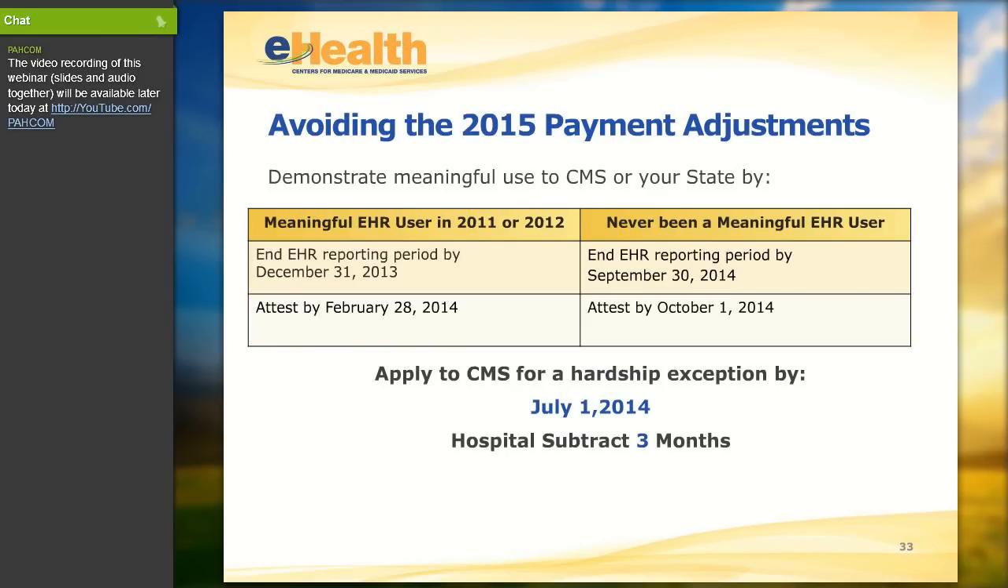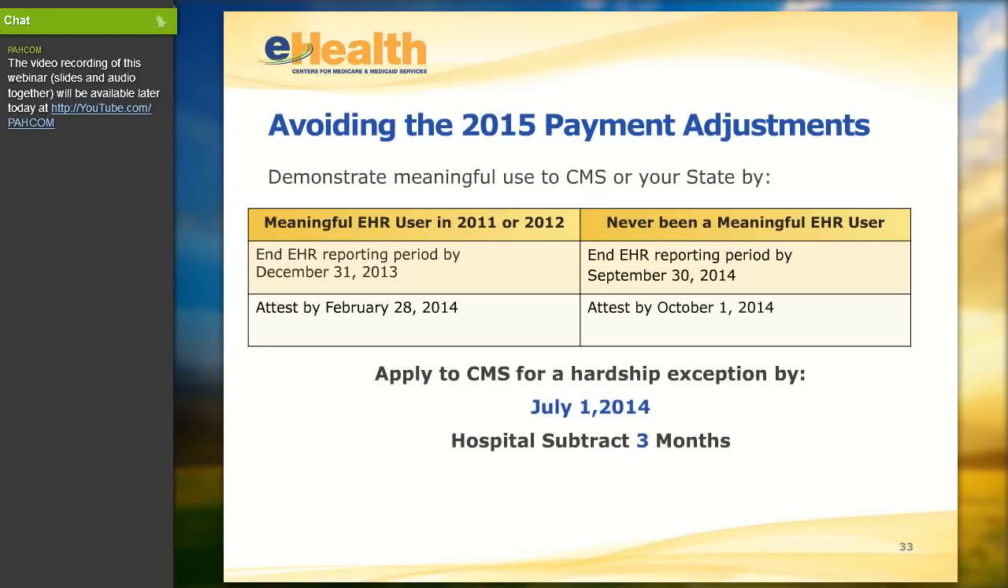So payment adjustments begin in 2015 for people who have not demonstrated meaningful use. We are looking at a previous period to see if you have demonstrated meaningful use before we apply those payment adjustments. So if you're an EP, payment adjustments would begin January 1st of 2015. We're going to look to see if you had a meaningful use period prior to that, and if you did, then you won't get assessed a payment adjustment.